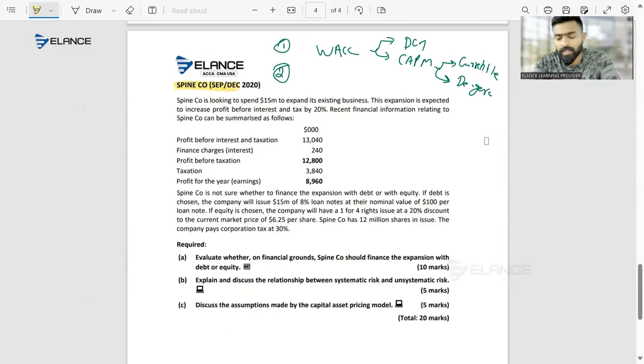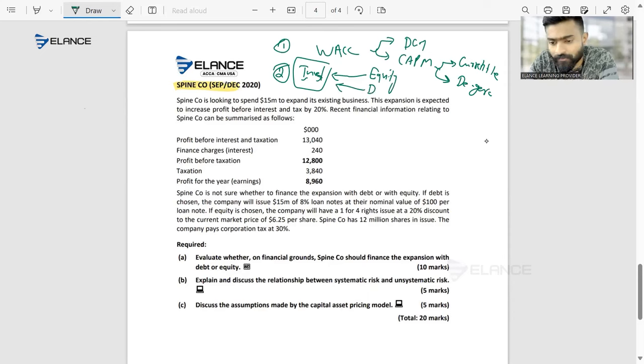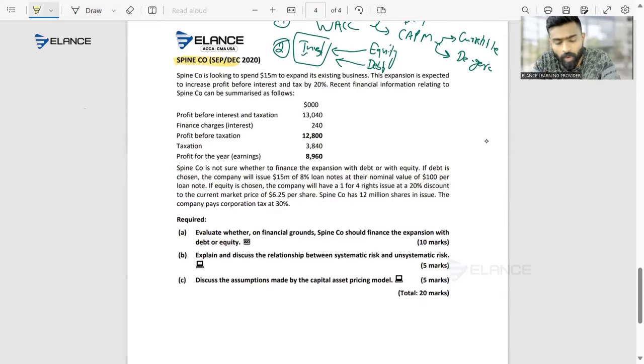The scenario will be that the company is planning some investment or expansion. We need to decide whether we go for equity finance or fund this using debt finance. This is a very similar question. So read the requirement: evaluate on financial grounds. No need to consider non-financial factors. Should Spine finance the expansion with debt or equity?